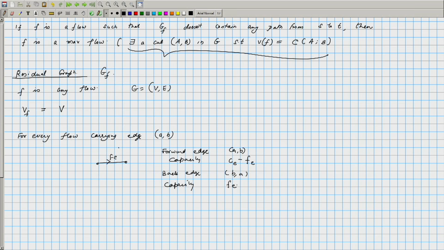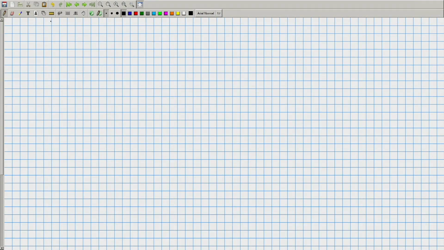Vertices are the same as the original graph. If a particular edge is carrying a flow of value Fe, then you have a forward edge whose capacity is the difference of the maximum capacity and the existing flow, and there will be a back edge whose capacity would be equal to the value of the flow. Okay. So, this is the formal definition of the residual graph, and now what we need to show is that if the residual graph does not contain a path from S to T, then we can find a cut which is saturated by this particular flow. Okay. So, we will define the cut.